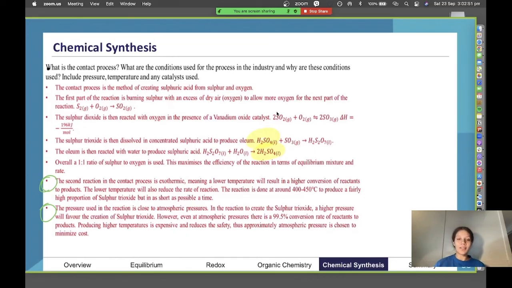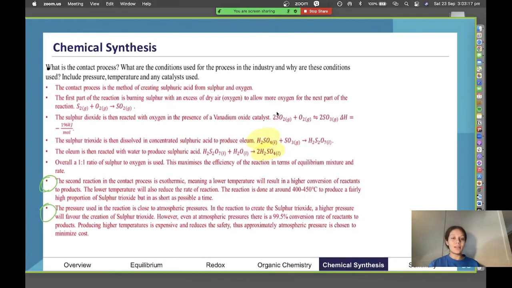So what this means is that we use a temperature of about 400 to 450 degrees to produce a fairly high proportion of sulfur trioxide, but in as short as possible a time. So that's the issue with temperatures. If you lower the temperature too much, you're not going to have a high enough rate of reaction. But if you make it too high, then you're not going to be favoring the fact that it's exothermic.